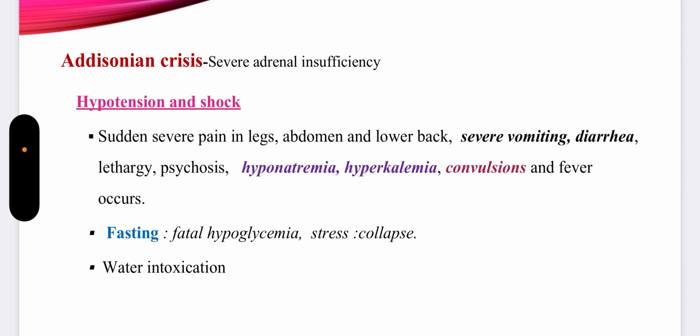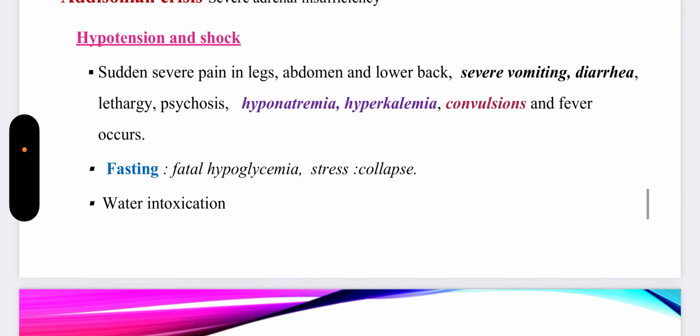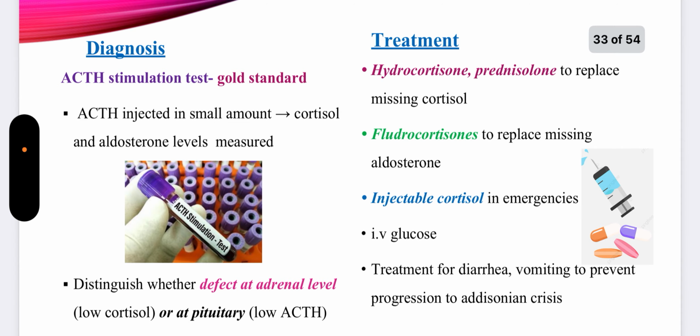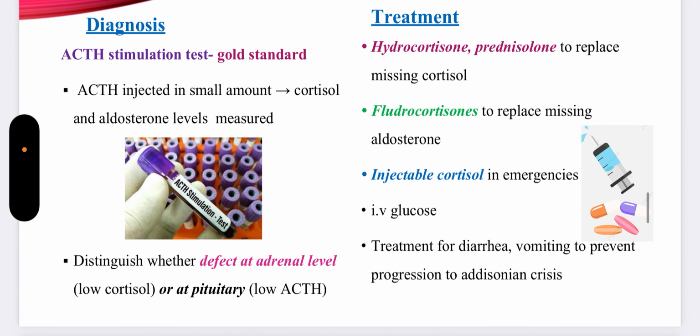Okay, now how do we diagnose these conditions? The gold standard test is your ACTH stimulation test. Here it is described in detail. ACTH is injected in minute amounts, and the level of cortisol and aldosterone are measured. Okay, so whether the defect lies at the level of adrenal or at the level of pituitary, it can be distinguished by this gold standard test, ACTH. That's why it is referred to as gold standard.